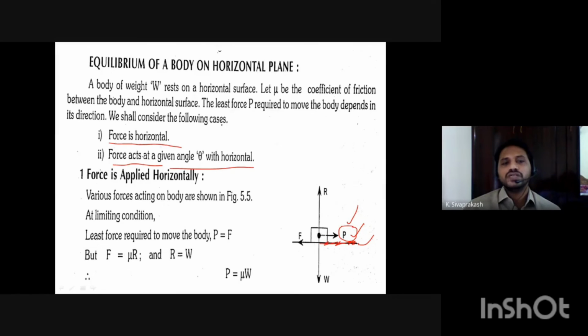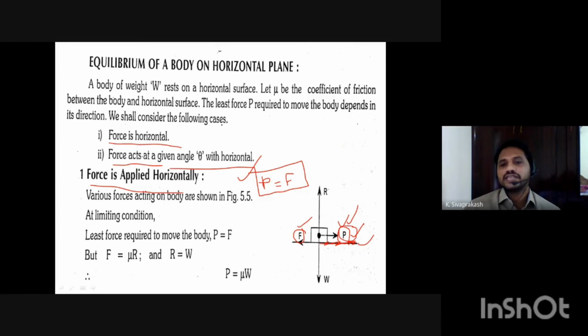Now if the force is applied horizontally, then when you apply the equilibrium conditions, only two x component forces are there. What are those? Frictional force and the external force. These are the only x components. So the sum of the x components is zero. This is the equilibrium condition. Sum of the right side forces equals sum of the left side forces. The right side force is P and the left side force is F. So F equals P.